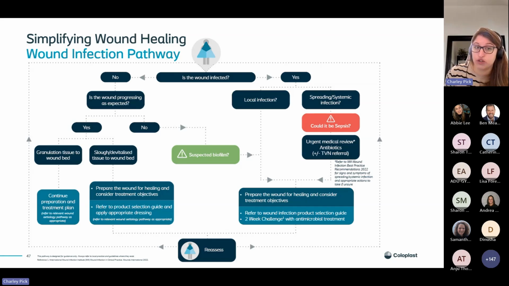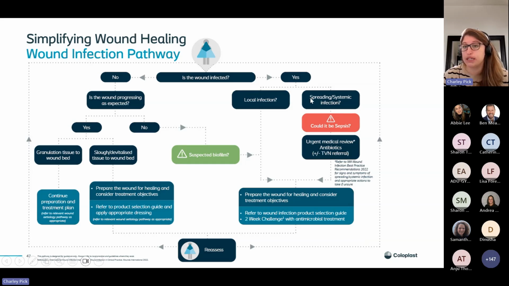and apply an appropriate dressing. And then if the wound is infected and you see that it is, yes, and it's a local infection, you come down to the wound preparation and your treatment objectives, refer to the wound infection product selection guide and 2-week challenge. So if your wound is locally infected, you would do wound preparation and then you would apply an antimicrobial dressing.